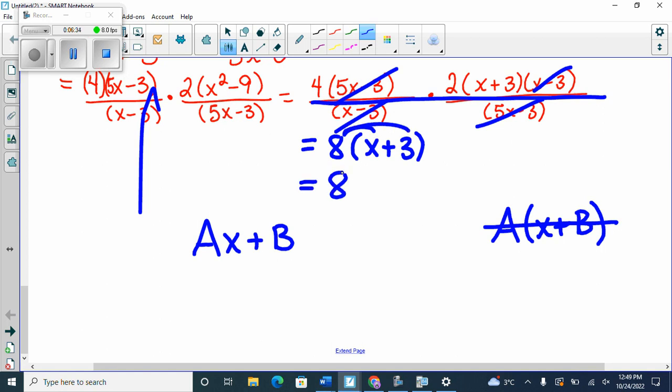So it's AX plus 24, which is AB. 8 plus 24 is 32. Good answer. Good job. Thanks for all the help.